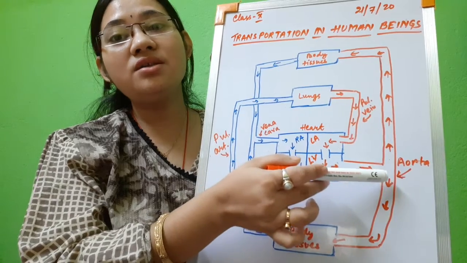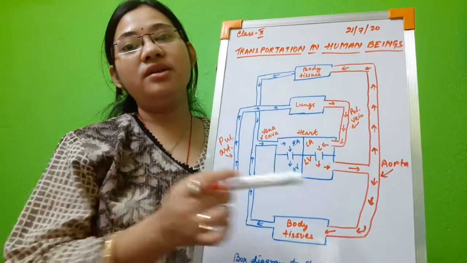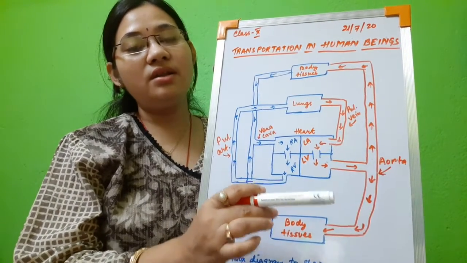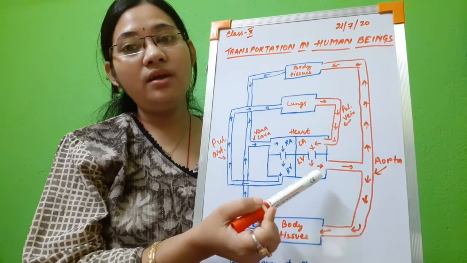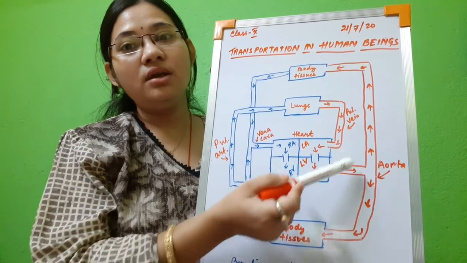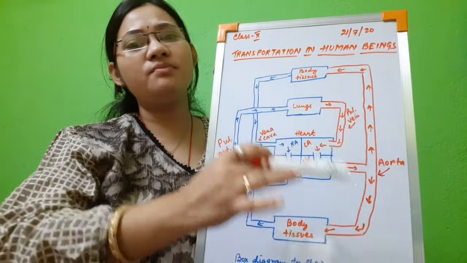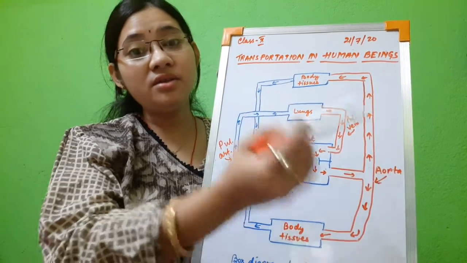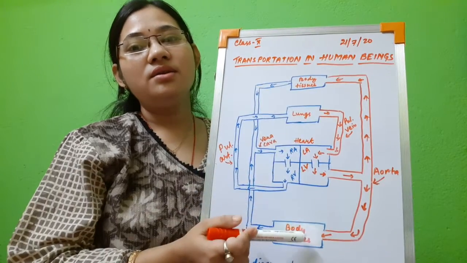pump that oxygenated blood into the biggest blood vessel of the body, that is the aorta. The aorta is the biggest blood vessel and it is an artery which carries oxygenated blood from where to where? From the left ventricle to the body tissues. So it divides into various branches. The artery aorta divides into arteries and then arterioles and then capillaries and then supplies it to the body tissues.